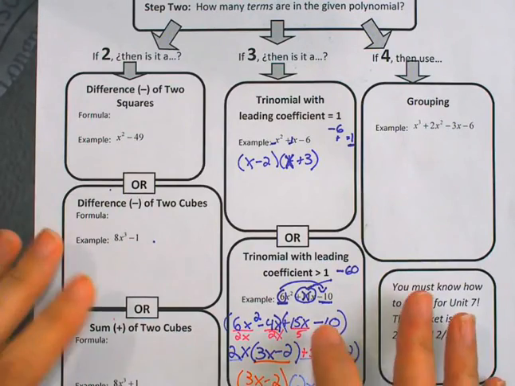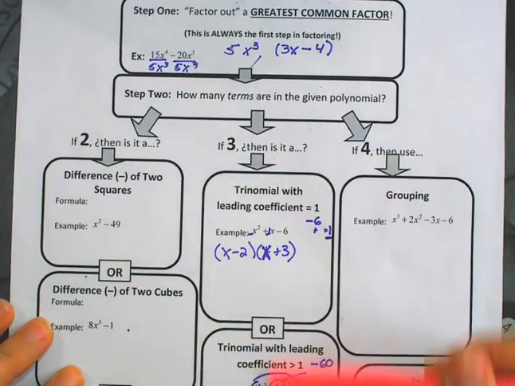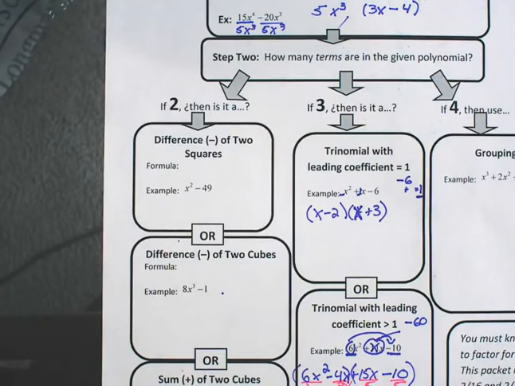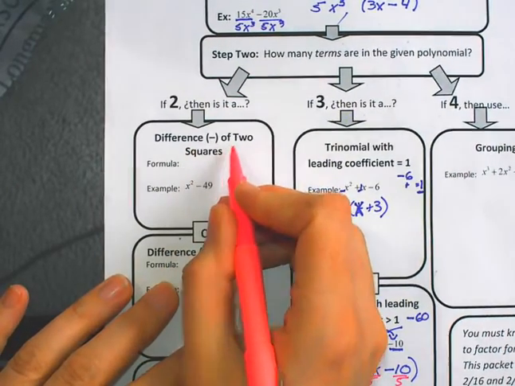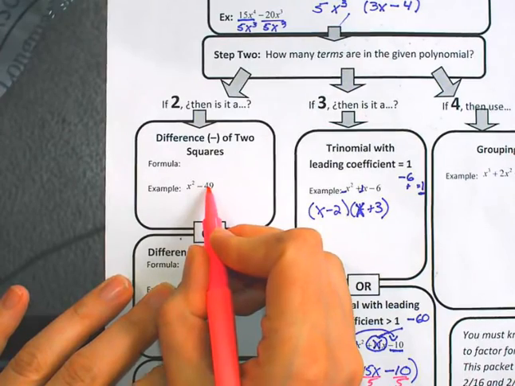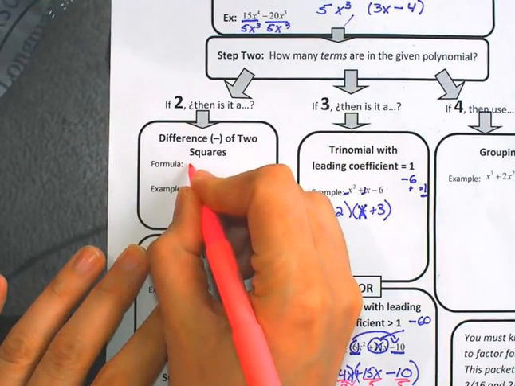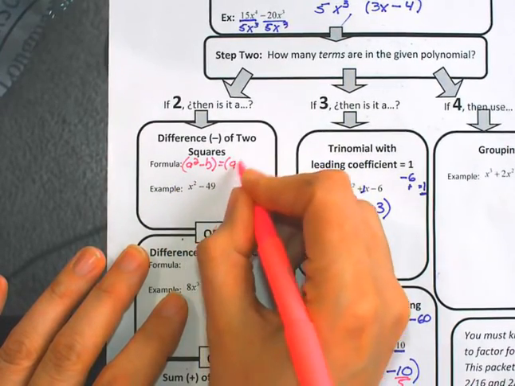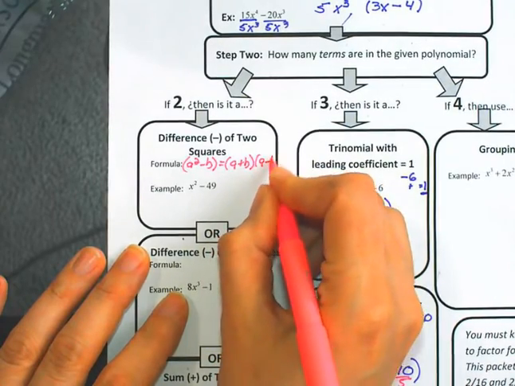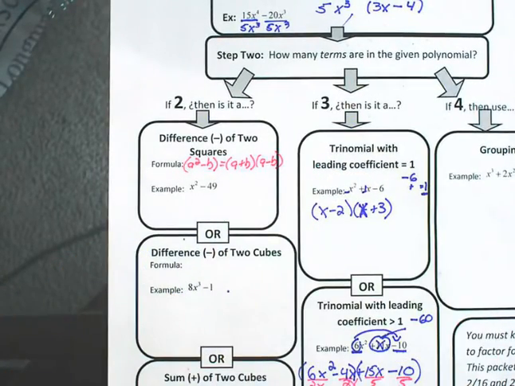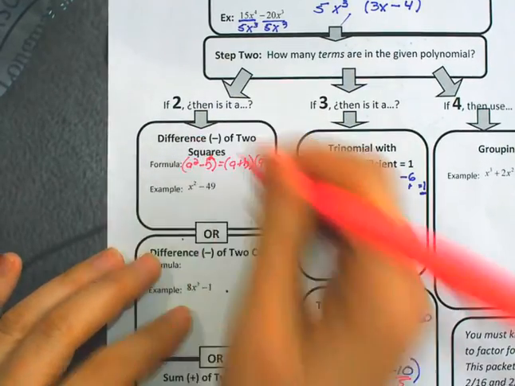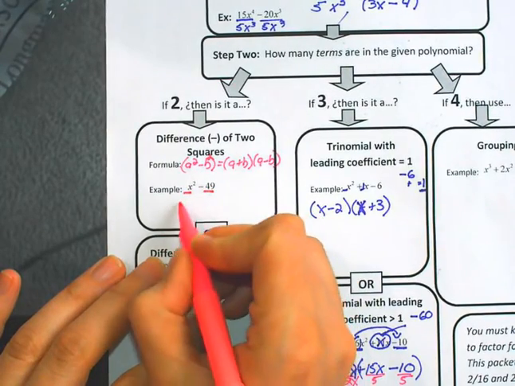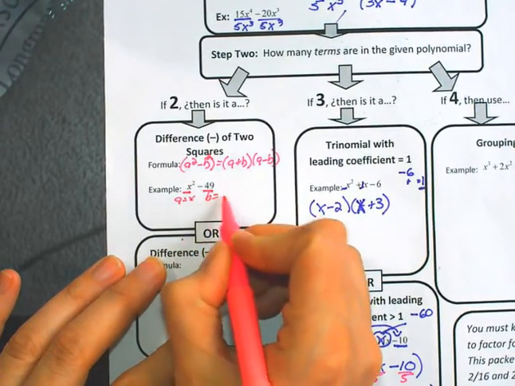Okay, coming back to our flow chart here. So we've dealt with 3 terms. Okay, these are your 2 ways. Let's go over here to the left and look at if there's 2 terms. So the first thing is if there's 2 terms, and they're both perfect squares, then the formula is a squared minus b squared. Notice it is the difference, is a plus b, a minus b. Okay, so if it's 2 terms and they're both a squared and b squared, what you want to do is look at what a is and what b is. In this case, a equals x, b equals 7.